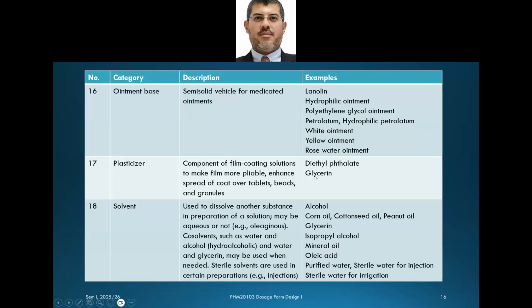Examples are diethyl phthalate and glycerin. They are plasticizers. If added to the coating solution that's sprayed on the tablets to make the coats, then they will make it more stable.